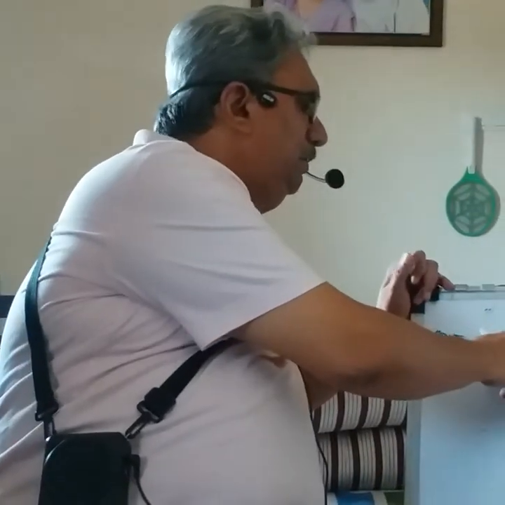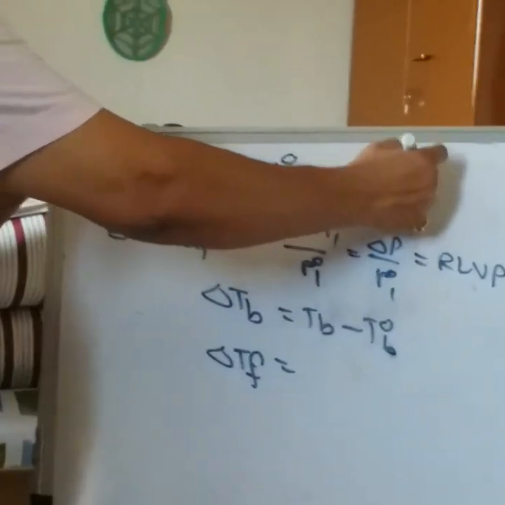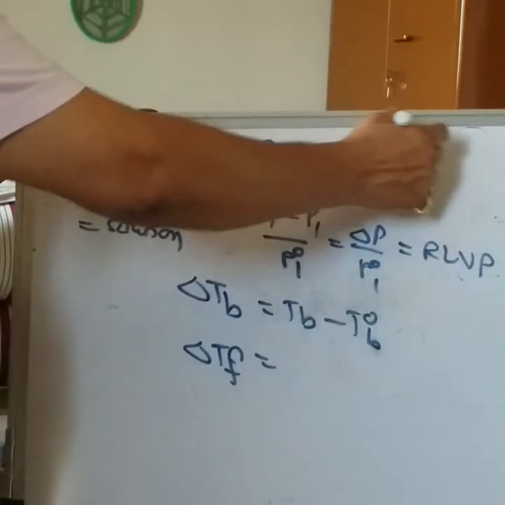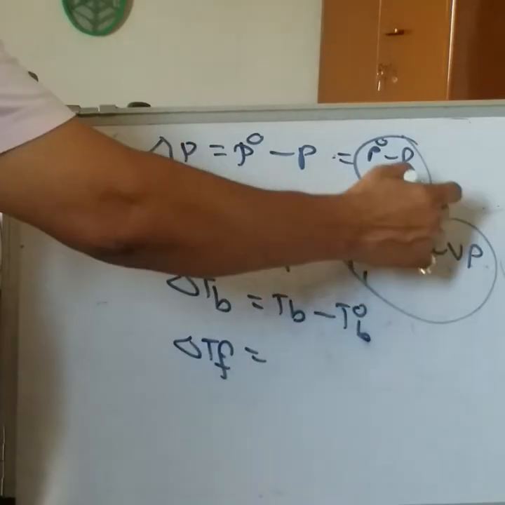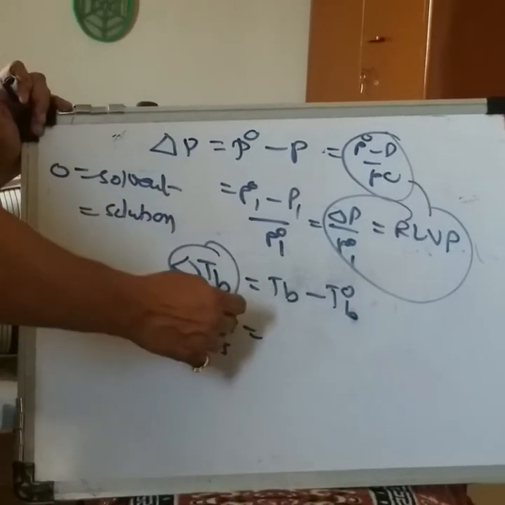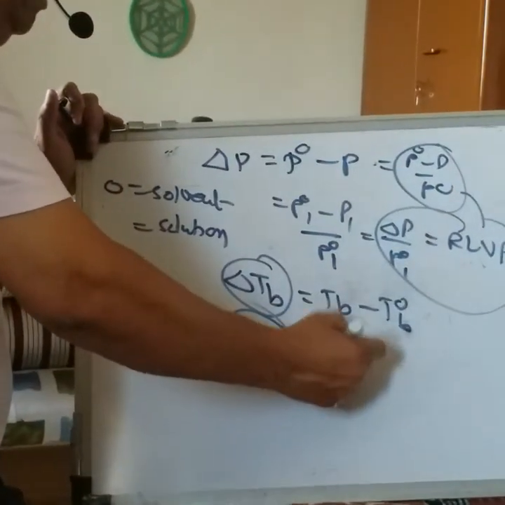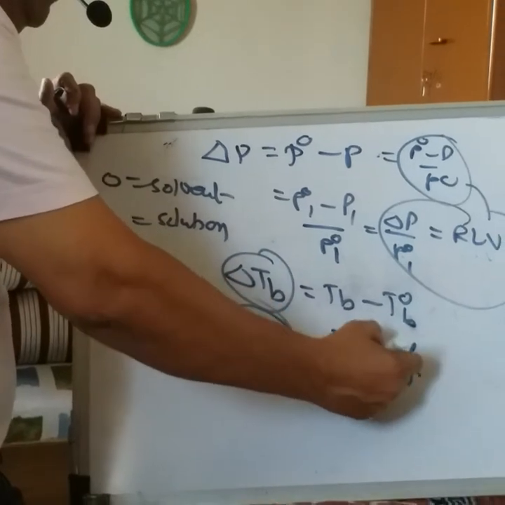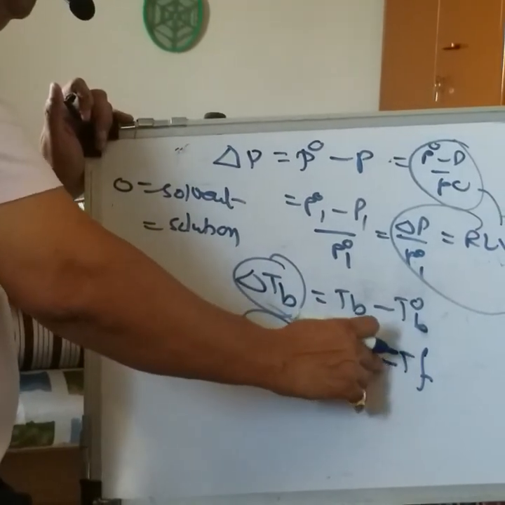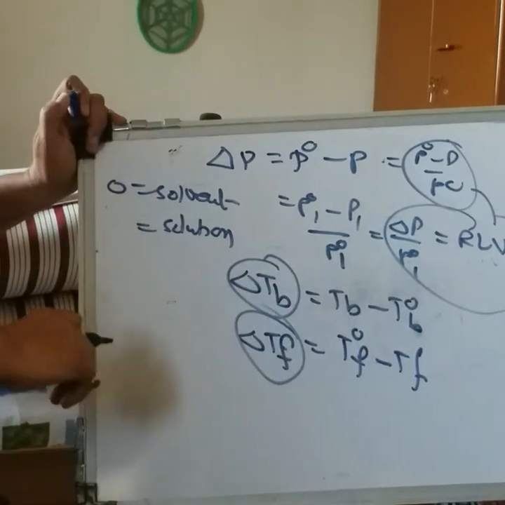So this is lowering in vapor pressure. This is relative lowering in vapor pressure. Then this is elevation in boiling point, and this is depression in freezing point. So the delta T F formula will be T0F minus TF. T0F is the freezing point of the solvent.